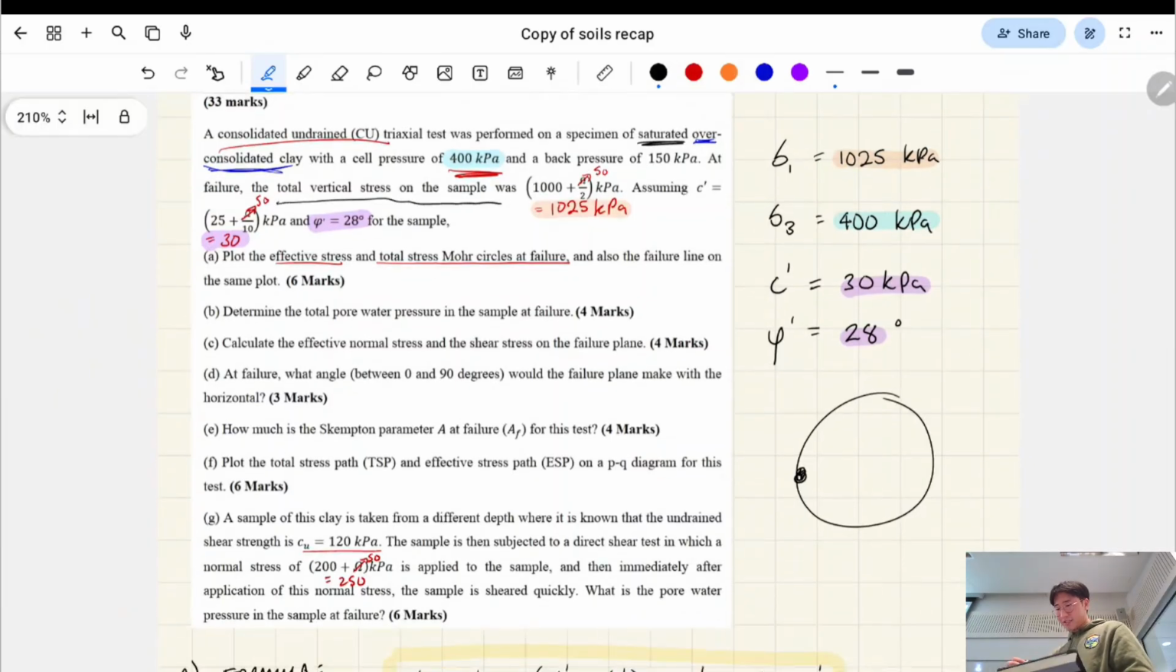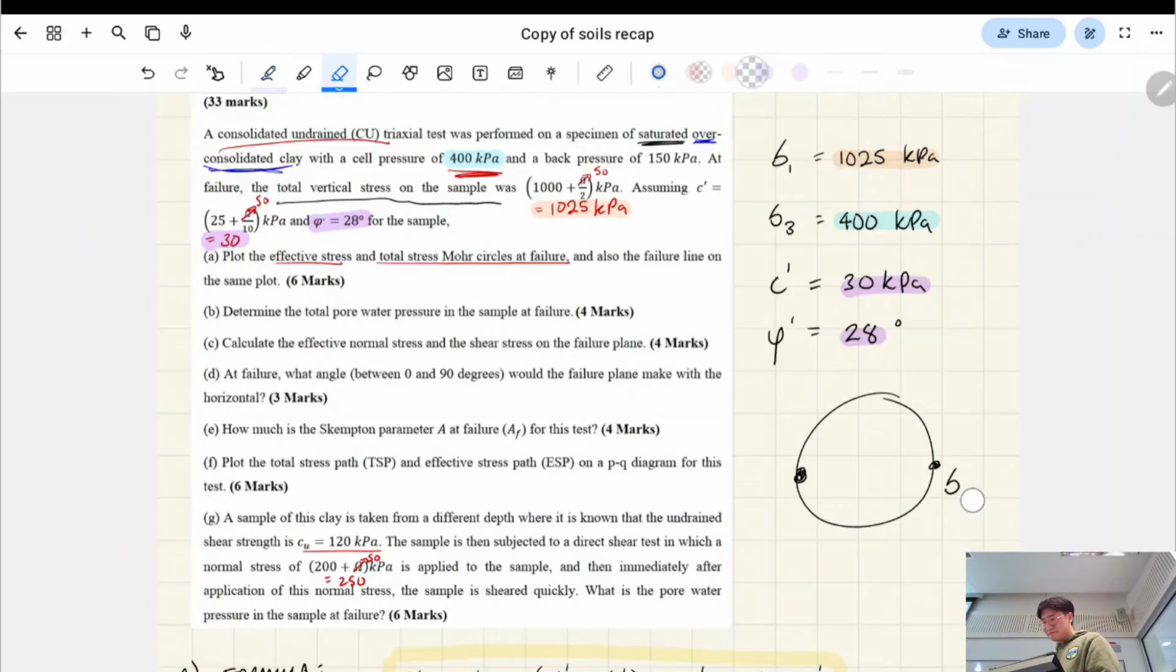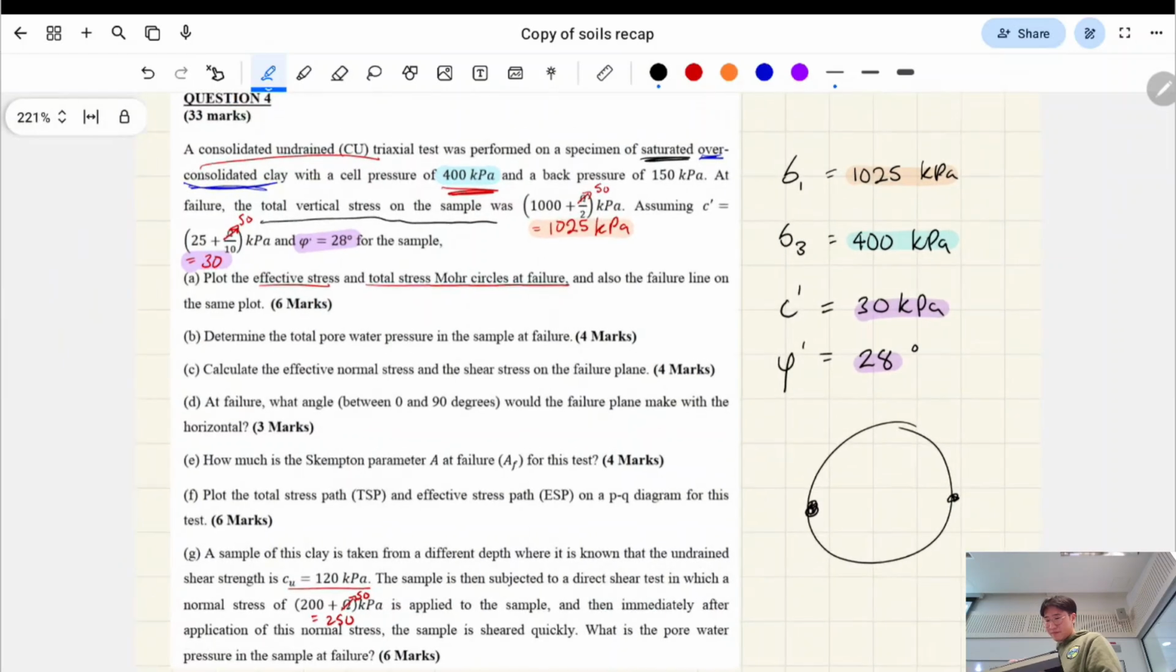The total vertical stress on the sample before it fails, that's what your sigma 1 is. It's what your major principal stress is on your Mohr circle, right? And we're also given the drained condition strengths for the soil, right? So we have a clay.